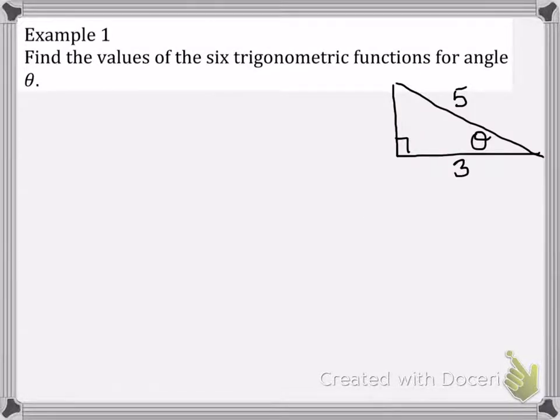Find the values of the 6 trig functions. Well, first I would want to find the remaining side. So I would do x squared plus 3 squared equals 5 squared. So x squared equals 16. So x equals 4.